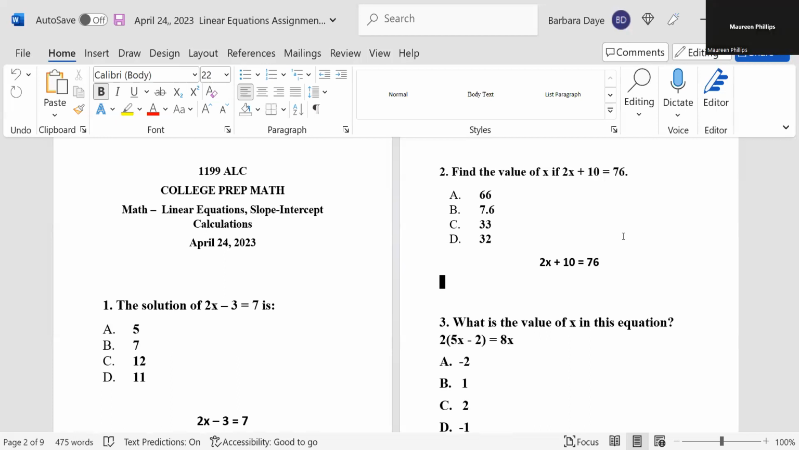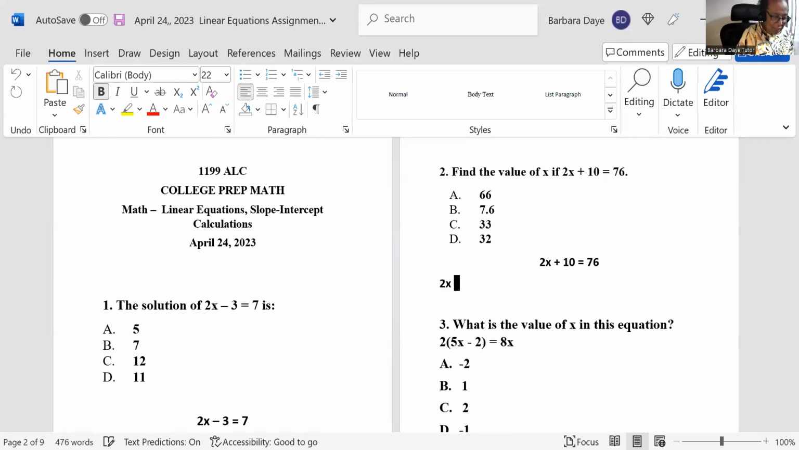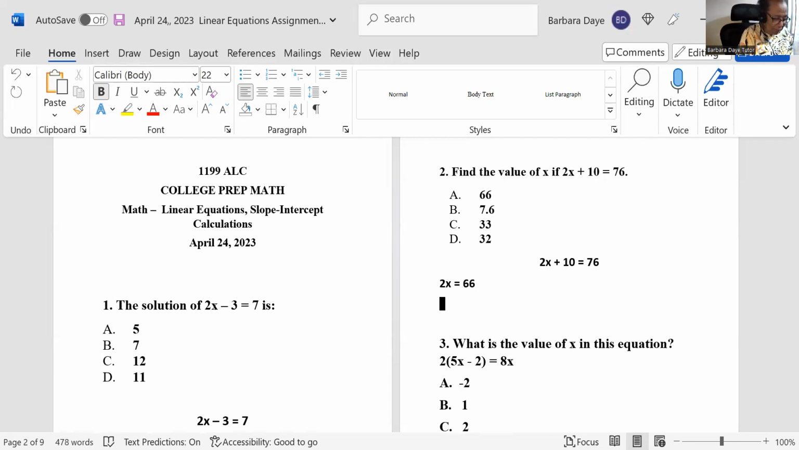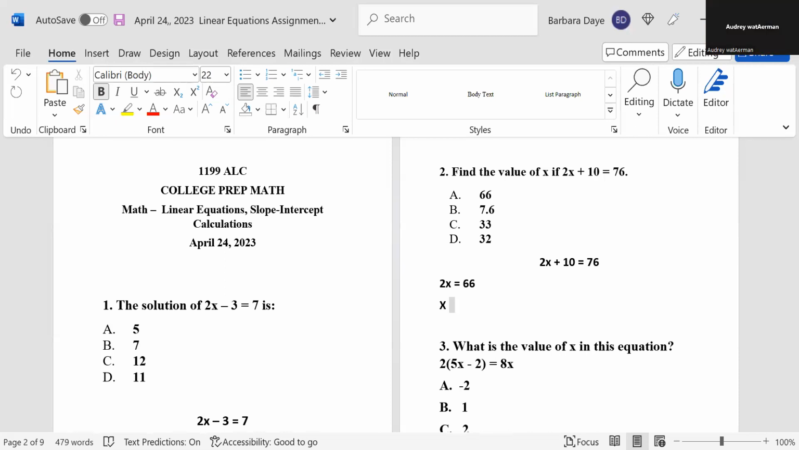2x equals 66. Okay. And what do you do next, Maureen, to get x? You want to divide both sides by 2, right? So what do you get, Maureen? 33. So what's the answer?